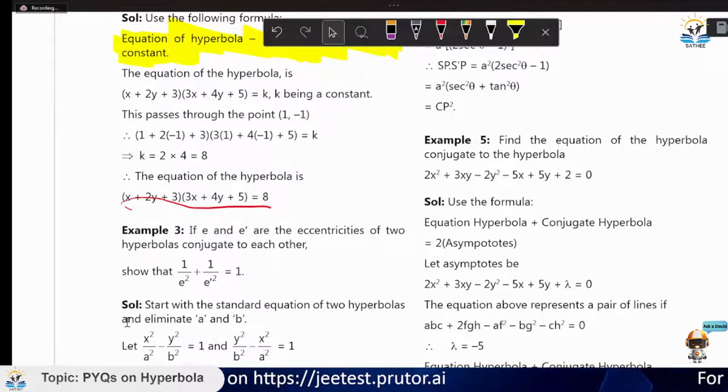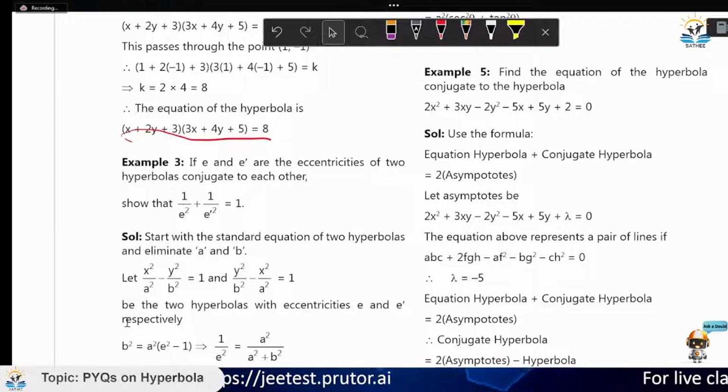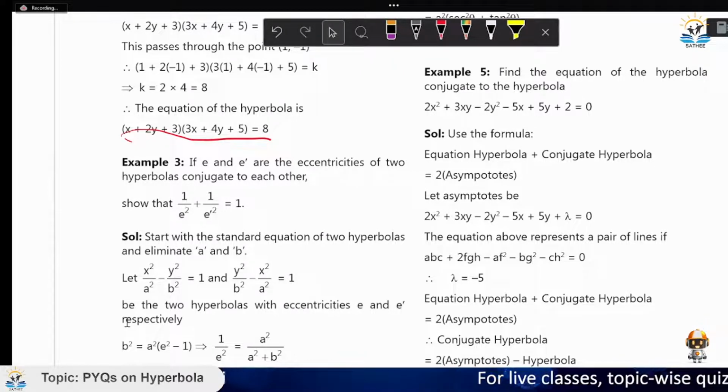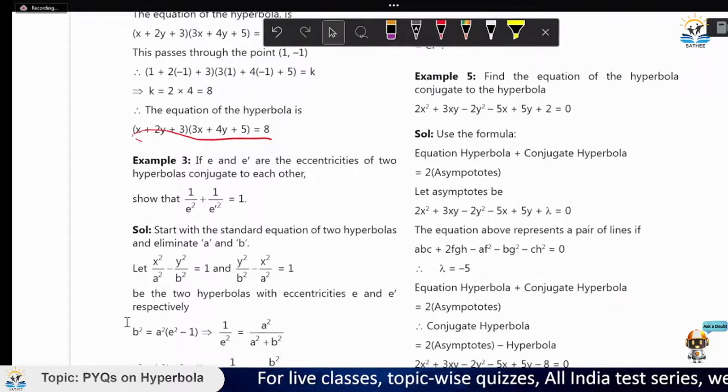So let's move on to the next question. If e and e dash are the eccentricities of two hyperbolas conjugate to each other, that is, we know. It's a very easy question, so I'll just do this.